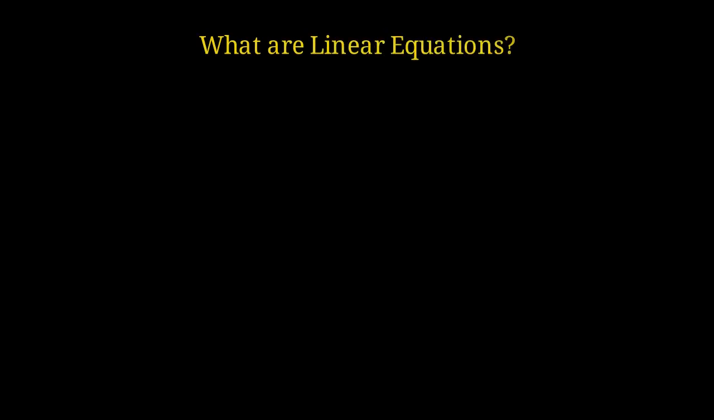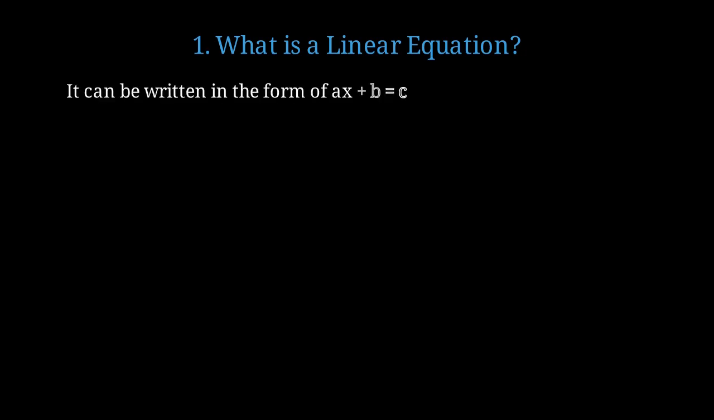Linear equations are equations in which the highest power of the variable is 1. They can be written in the form of ax plus b equals c, where a, b, and c are constants.